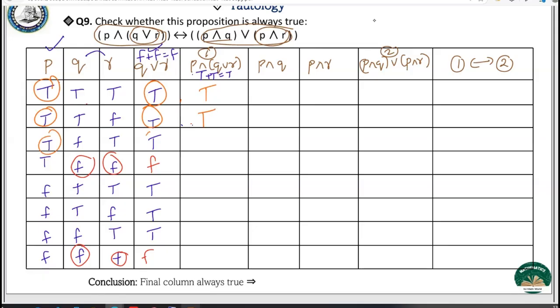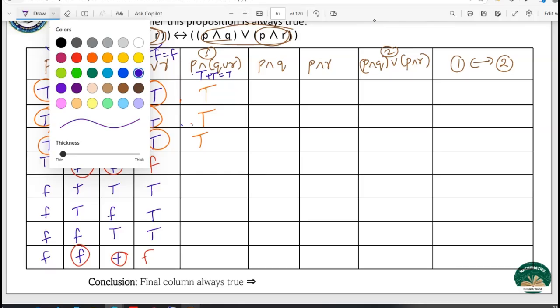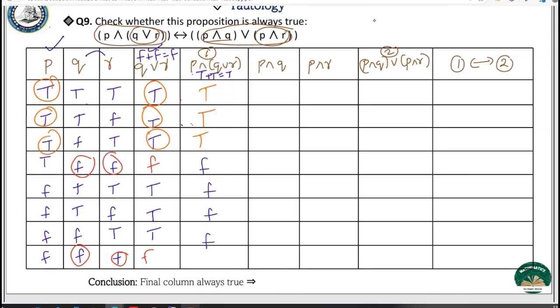The third is also T and T, it is T. Then fourth, fifth, sixth, seventh, eighth, we don't have. So the remaining will be false. F, F, F, F, F.